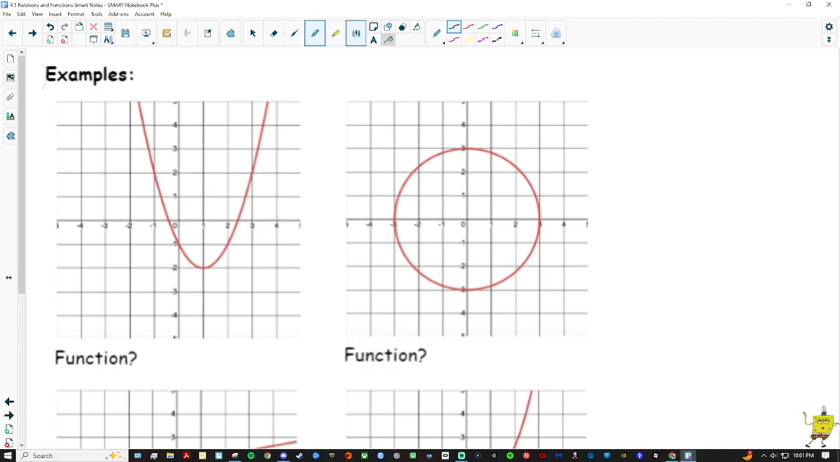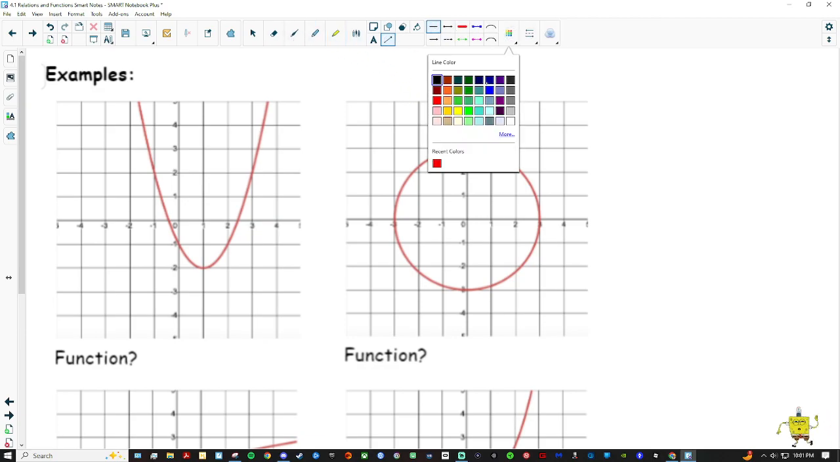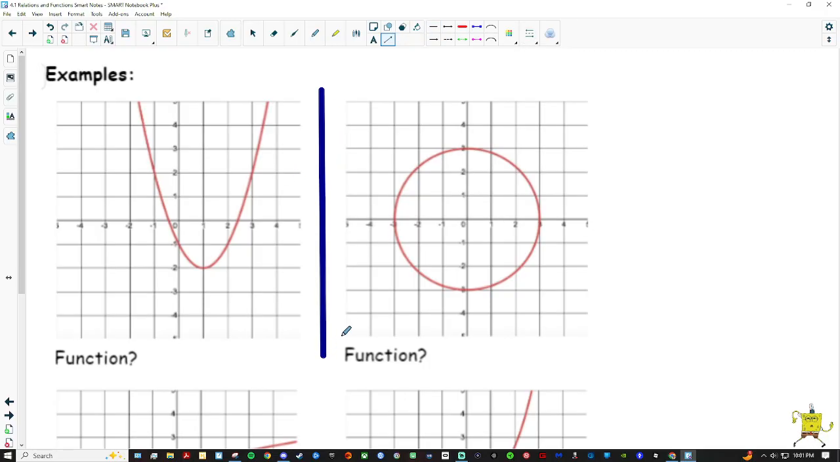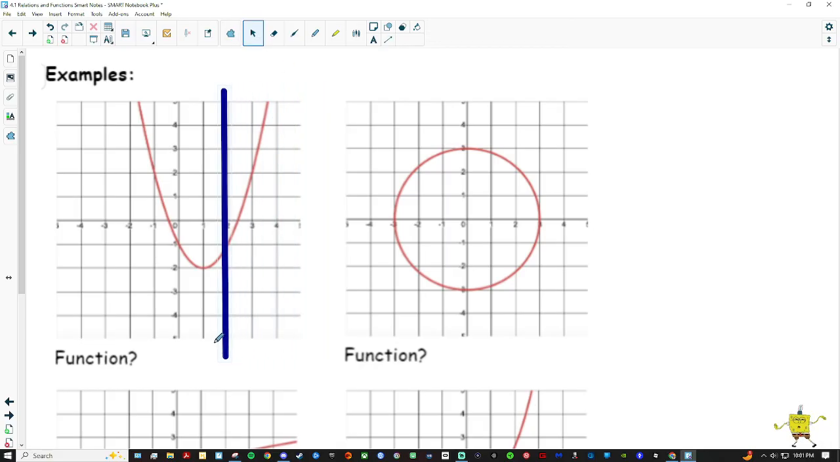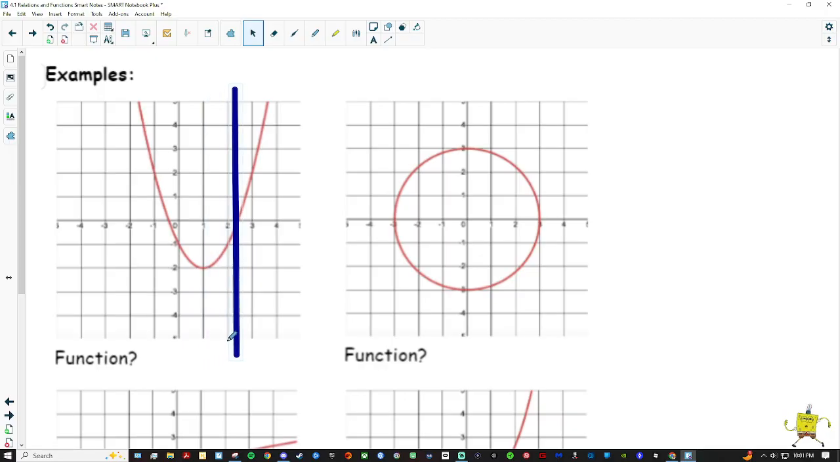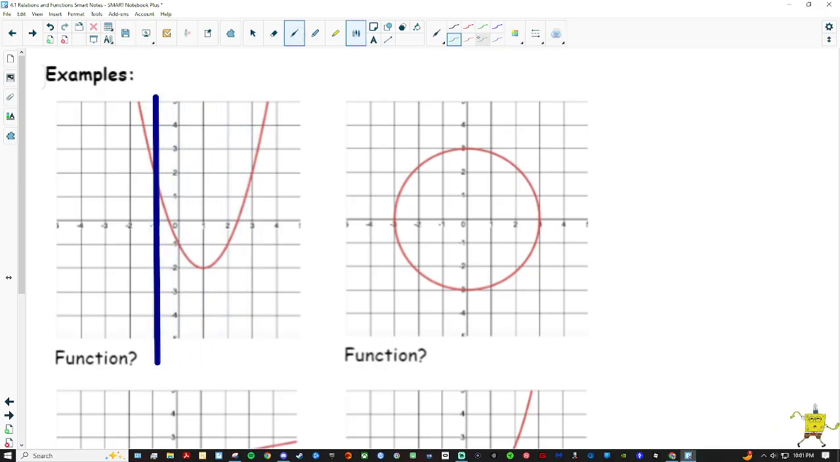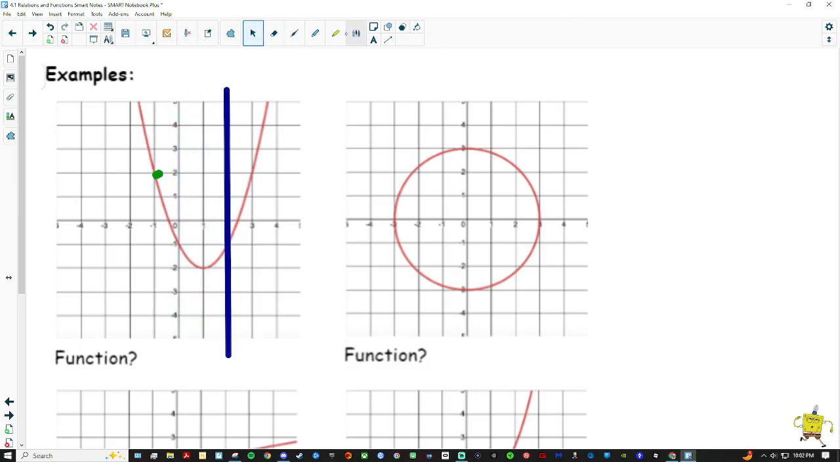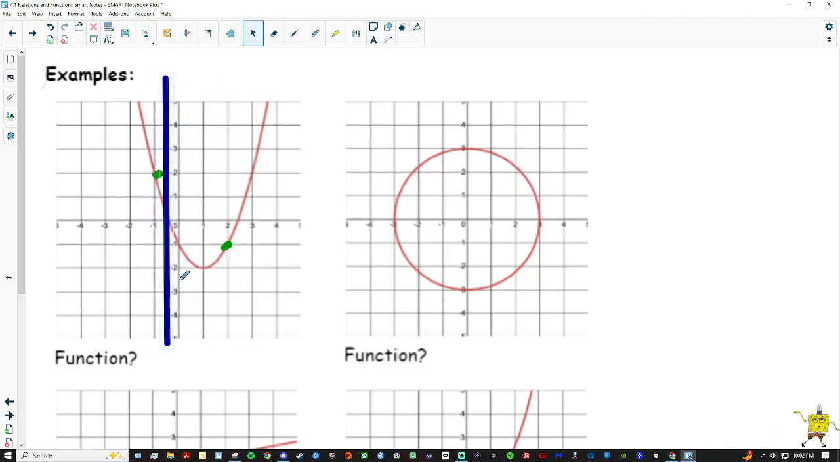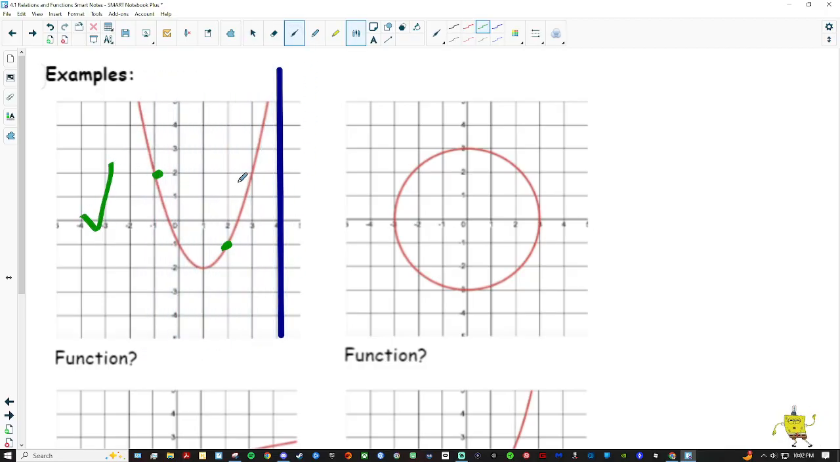So I'm going to pull up a line. Let's make my line blue. I'll make it a little thicker. Here's my line. You use your pencil. If I take my line and I drag it across, my blue line is only hitting my red graph one time. Okay, if I put it here, it only hits once. If I move it over here, this green line, this only hits at 1 point. No matter where I put my vertical line, I will only ever hit my graph once, which means this is a function.